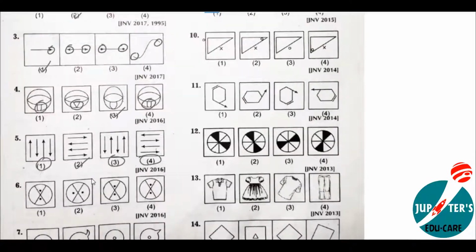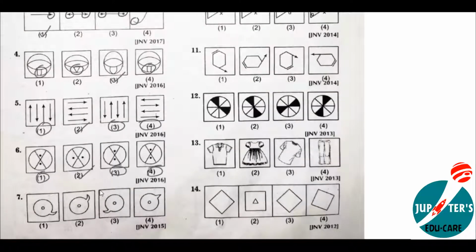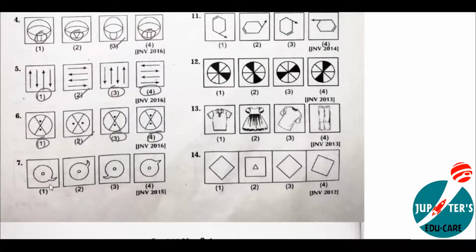Next, coming to the sixth question. Option 1, option 3 and option 4 are similar, but in the case of option 2 it is different from all these three options. So option 2 is our answer. Question number 7. In this question, students, observe the first, second and third options carefully. In these three options these figures are similar, but in the case of option 4 it is different. Observe carefully here. So in this question 4 is our answer.